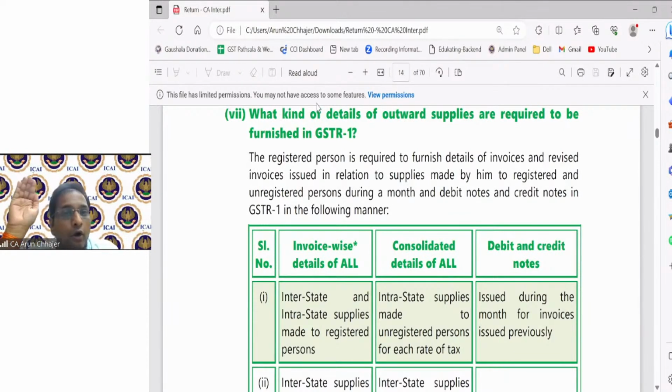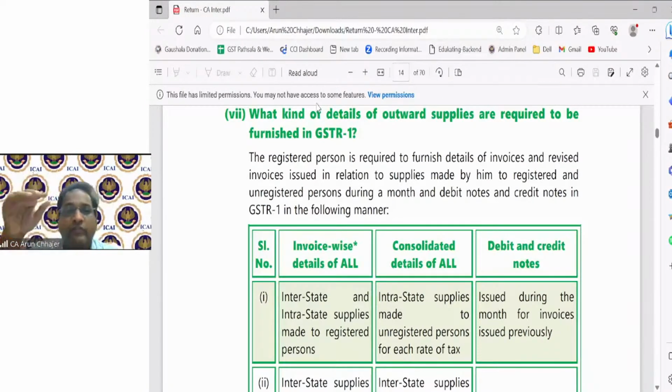You have the option to amend the details in the subsequent GSTR1. So let's say this is June. When I furnish the July month GSTR1, I am allowed to amend the details of June, May, whatever the date. What is the last date to amend the details? Same, 30th November or annual return, whichever is earlier.